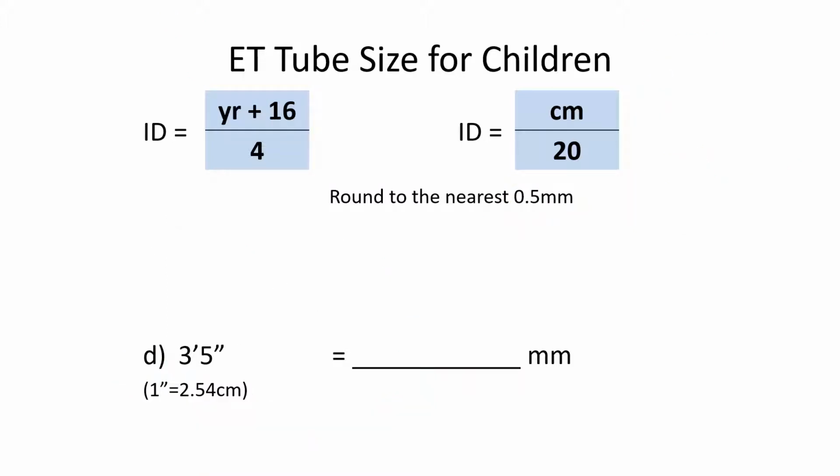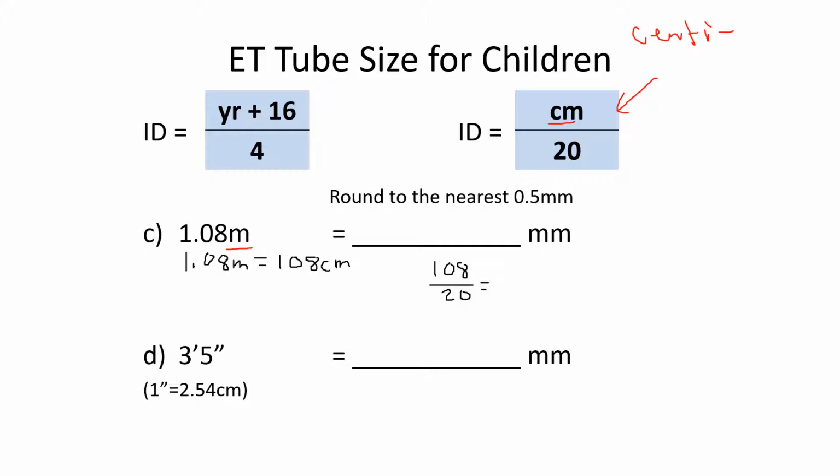All right, ET tube now based on height. So we've got feet and inches, 3 feet. Oh, where's C? There it is. Let's do C. So C is 1.08 meters. So we've got to convert that to centimeters. Centi means 1/100, so just multiply by 100 to get 108 centimeters. And then plug it in. 108 centimeters divided by 20, 5.4. So we'll round up to the nearest half millimeter, 5.5.